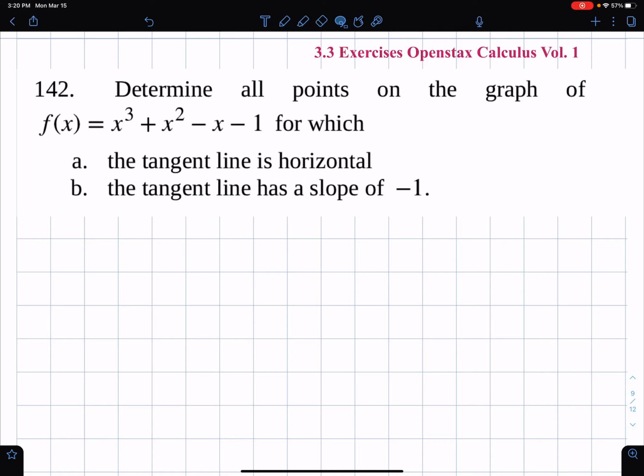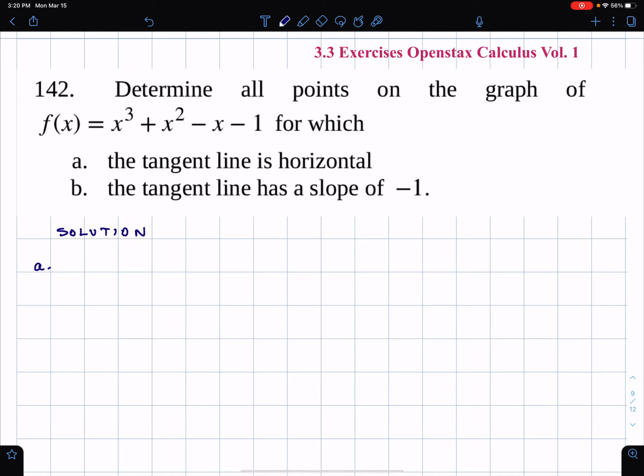Okay, in this video, we're going to determine all points on the graph of this function for which A, the tangent line is horizontal, and B, the tangent line has slope -1. This is from OpenStax Calculus Volume 1, section 3.3. So let's start on part A. So here's our solution.